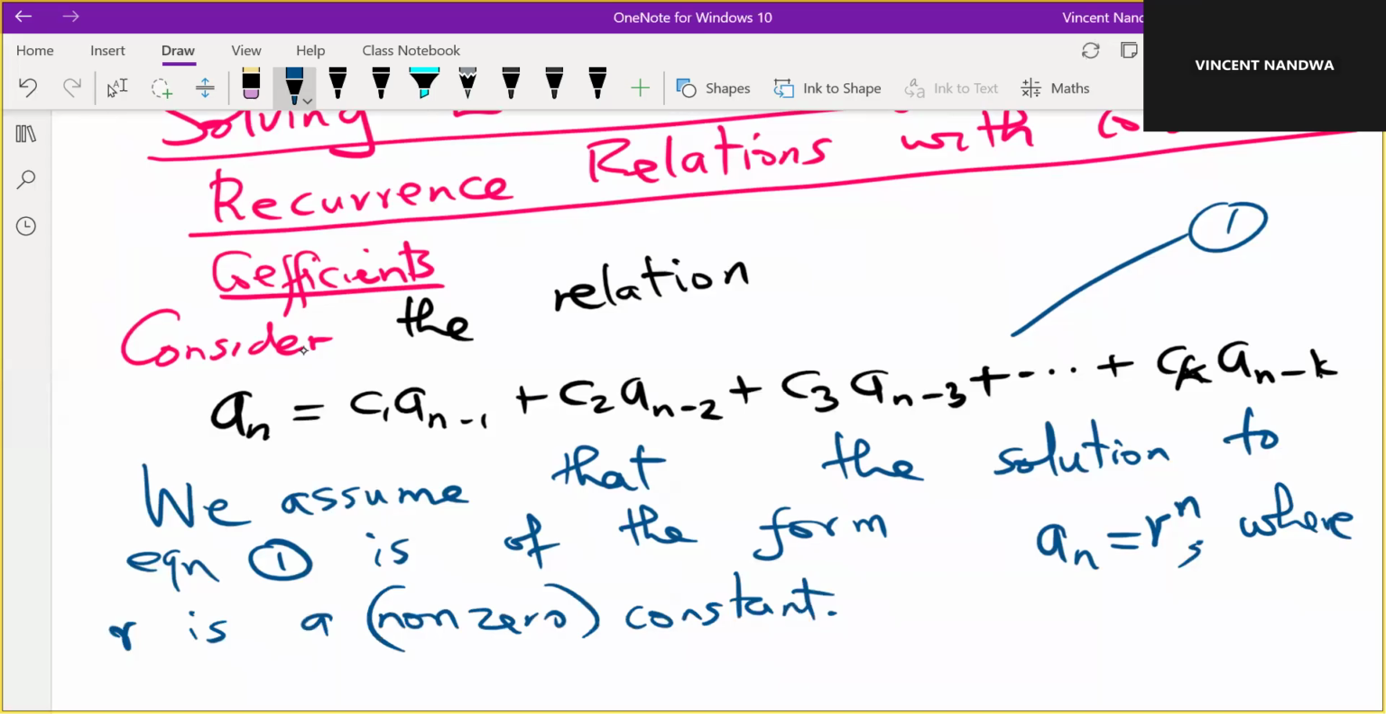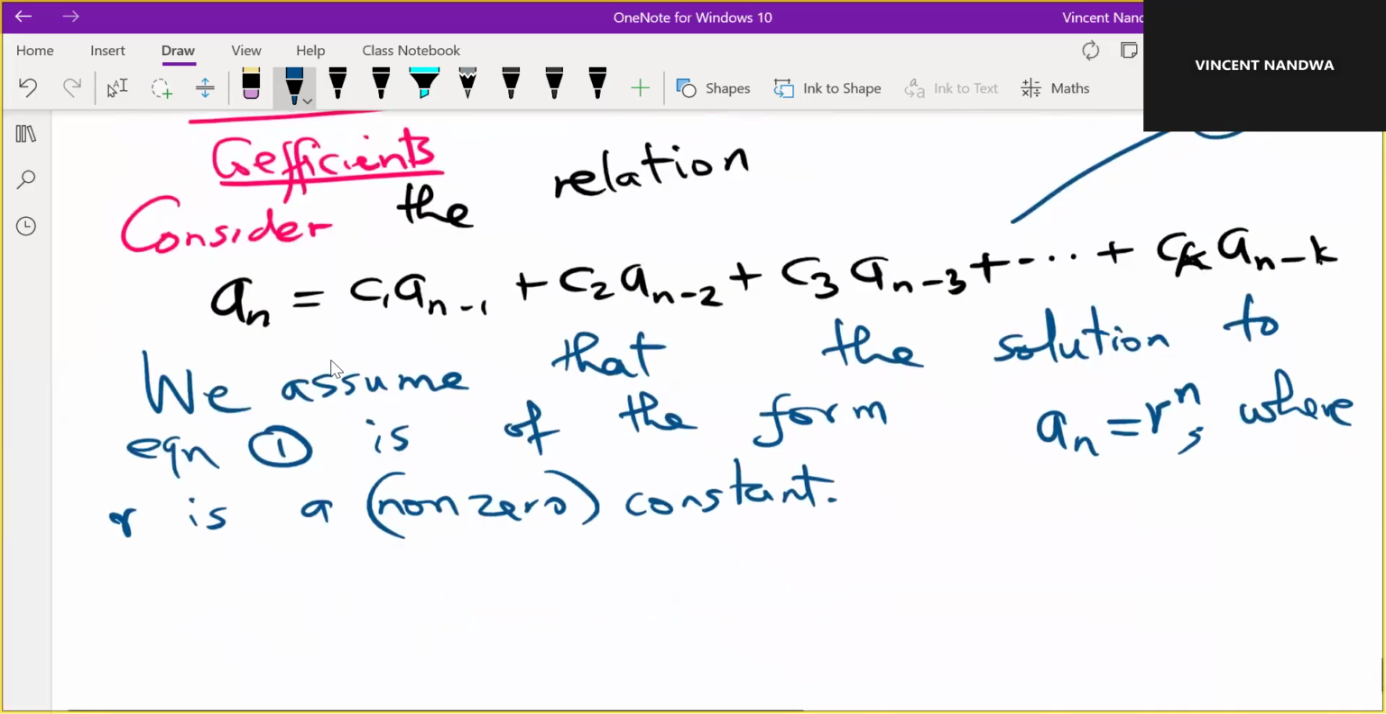So we assume the solution of the recurrence relation. If you relate this to what you were doing in SMA 208, you started by saying that we assume the solution of the differential equation to be of the form e raised to the power rx. So here for the recurrence relation, we are assuming that the solution a_n is r to the power n. And when you say a solution, it means that when you substitute into the equation, it must satisfy the equation.